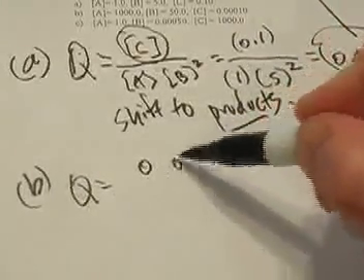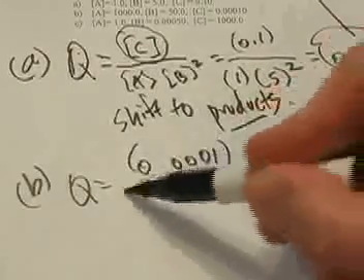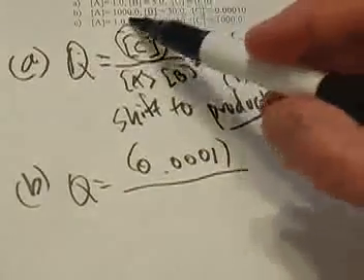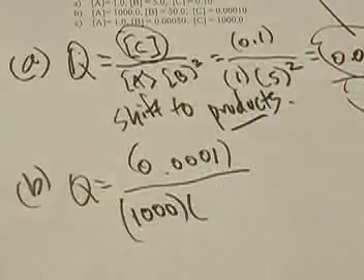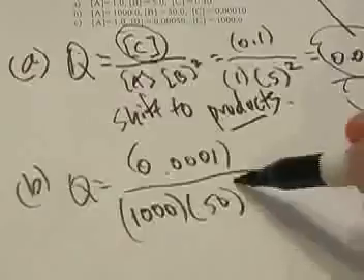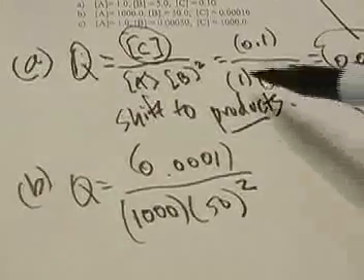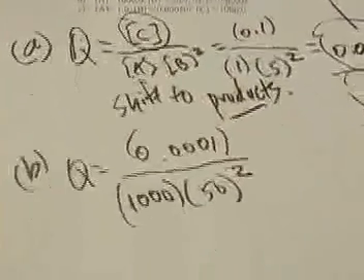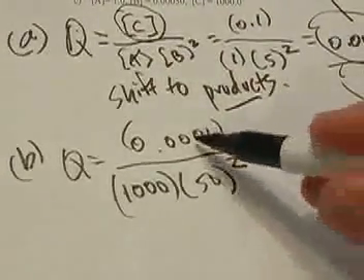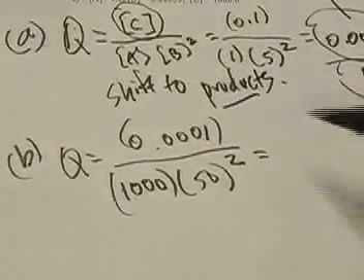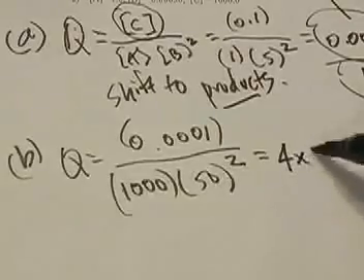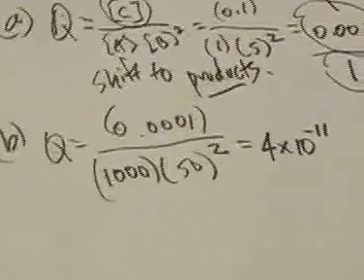Q for this is equal to products, which is 0.0001, divided by the reactants, which are 1,000 for A, times B, which is 50. And remember, that needs to be squared because it got a 2 in front of it in the balanced chemical reaction. So now if we take 0.0001 and divide it by 1,000 times 50 squared, we end up with a really tiny number, 4 times 10 to the negative 11th or so.